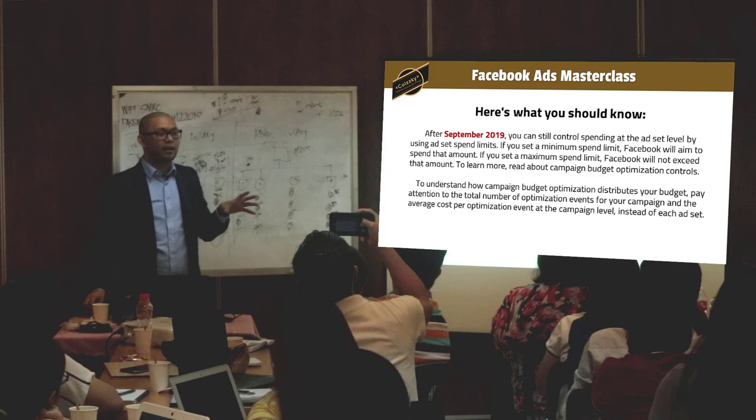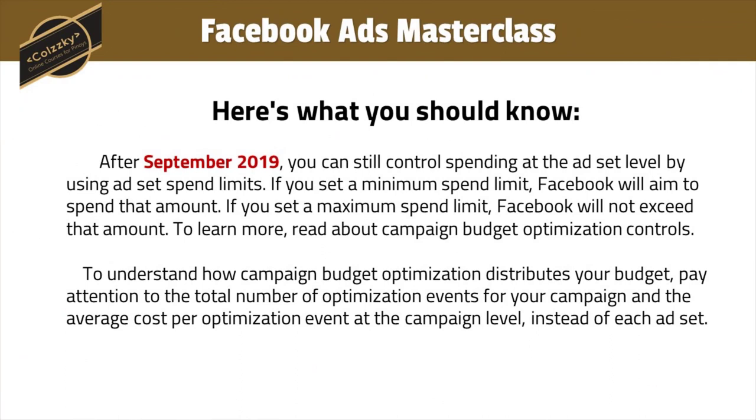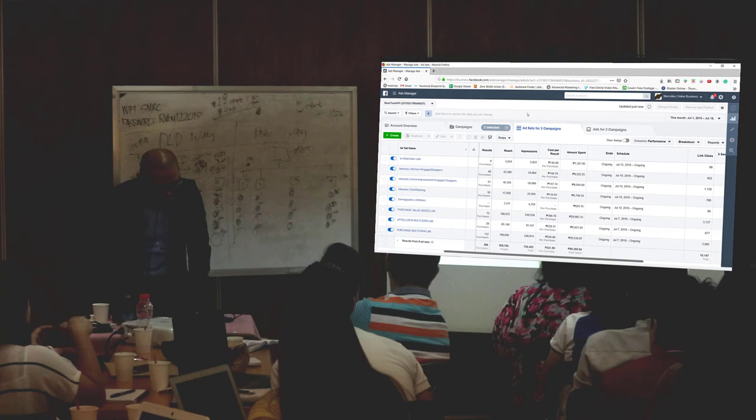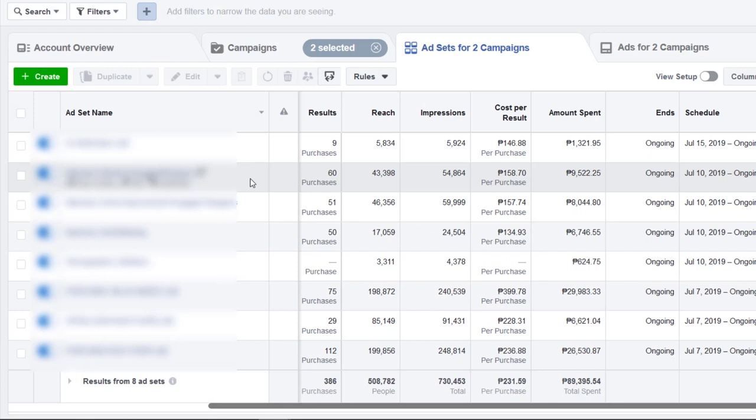But to set what budget really Facebook should spend per ad set, you will not be able to set that. To understand how campaign budget optimization distributes your budget, pay attention to the total number of optimization events for your campaign and the average cost per optimization event at the campaign level instead of each ad set. So what that means, in layman's term, the old way, if this is your ad sets, you would look for the result per ad set here. You would look for the per result.